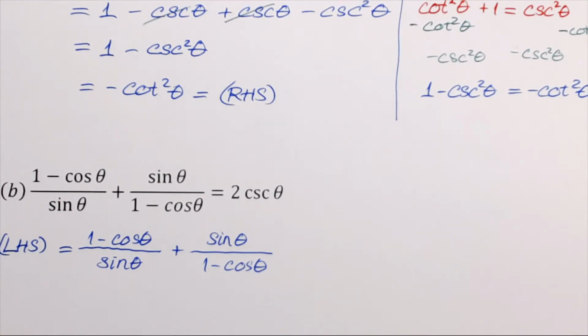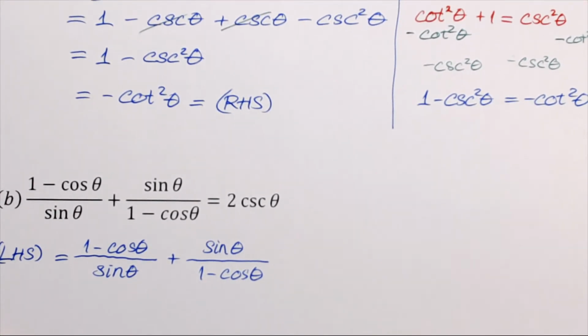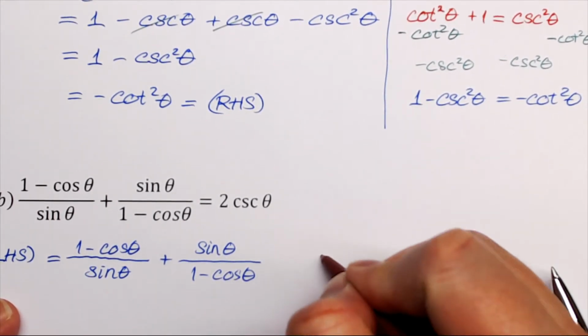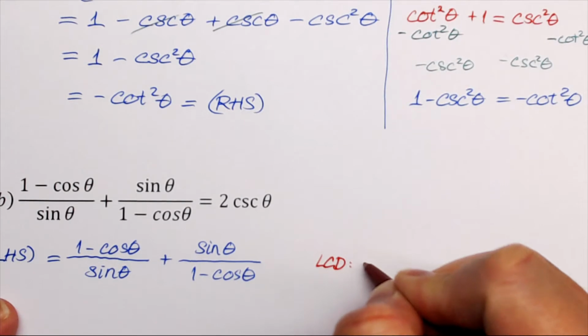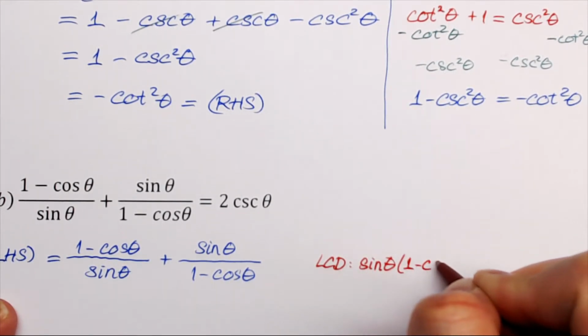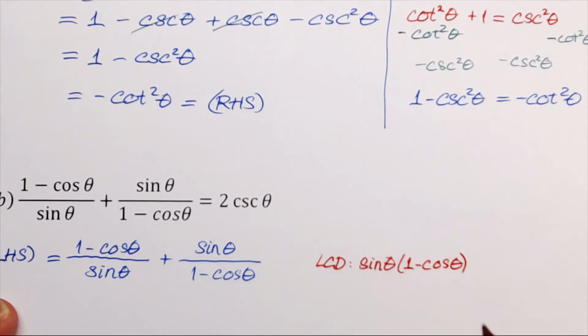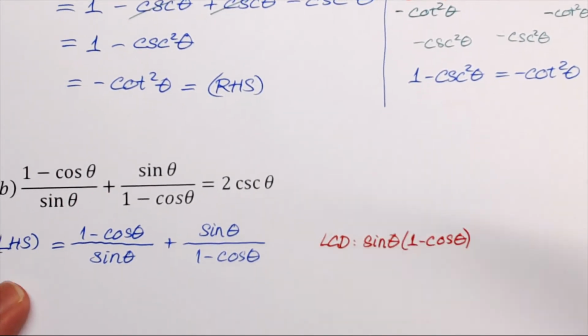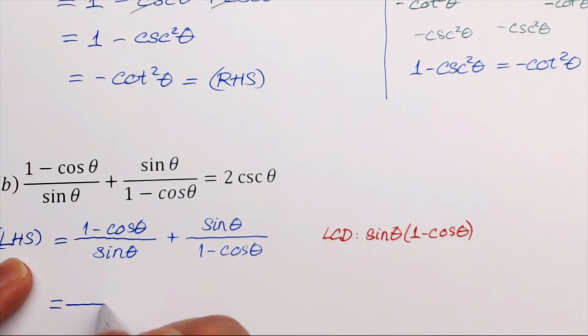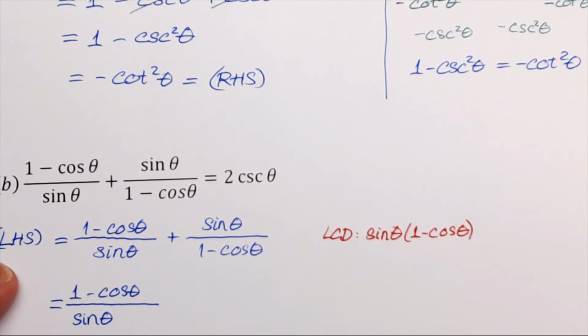So I just multiply it out. 1 times 1 minus cosecant, plus cosecant, minus cosecant square, right? And I cancel the cosecant on both sides. So we have 1 minus cosecant square. Right. So we have that.